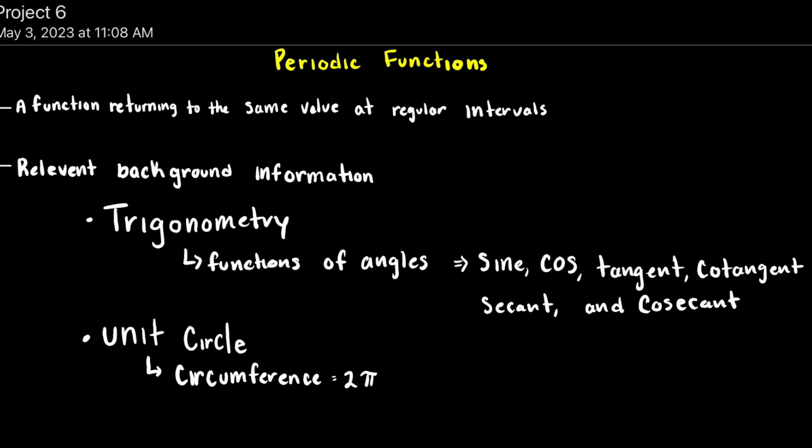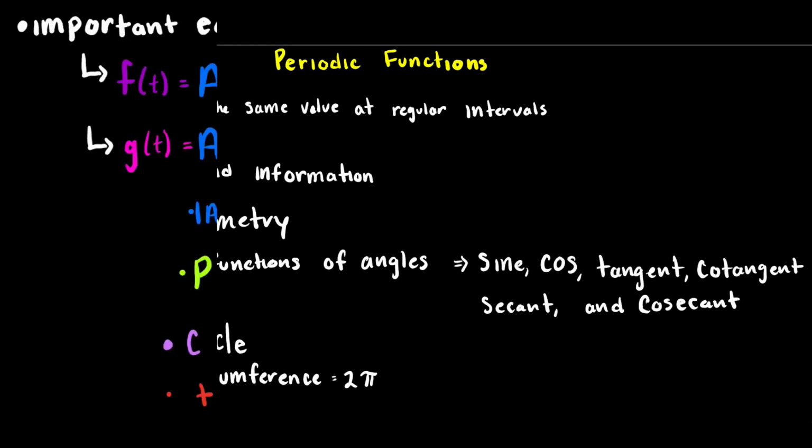And then the unit circle is also useful to review before you start working with periodic functions, particularly the fact that the circumference is 2 pi, and this is useful when you start working with the period of periodic functions.